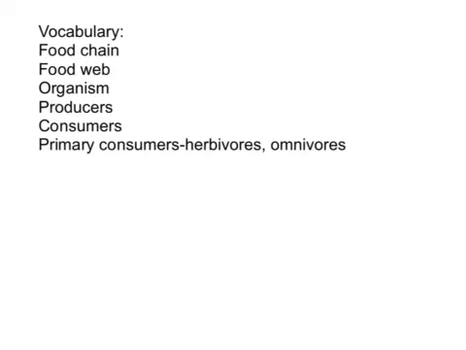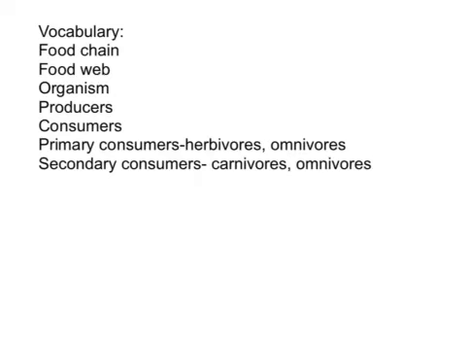We need to understand what secondary consumers are. These are the organisms, the animals, that eat the primary consumers. These are your carnivores. Carnivores are meat eaters. It can also include your omnivores when they are eating meat.